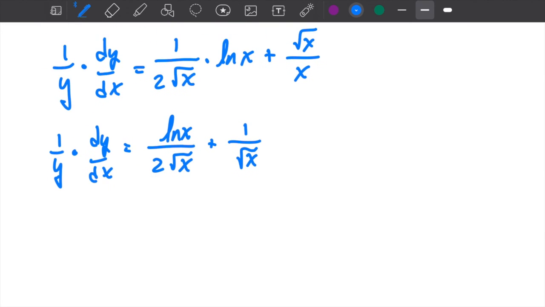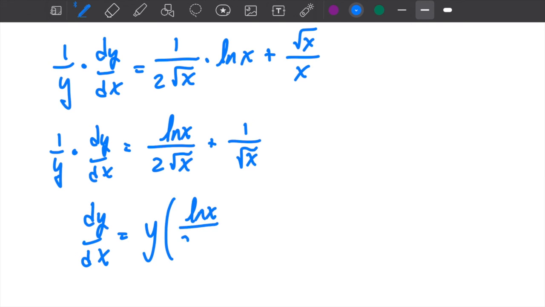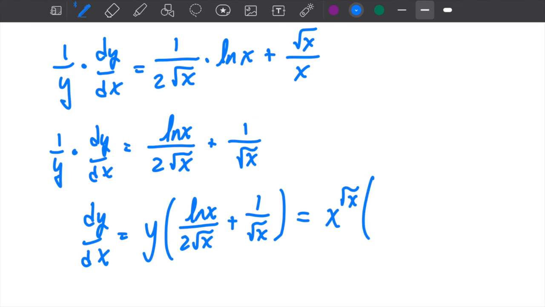Solving for dy dx, I'm going to multiply: dy dx is equal to y multiplied by natural log of x over 2 root x plus 1 over root x. And I'm going to replace with the definition for y. So we have x to the square root of x, multiplied by natural log x over 2 root x plus 1 over root x.